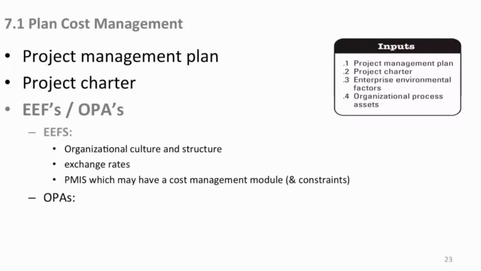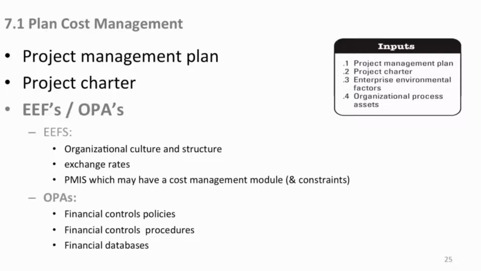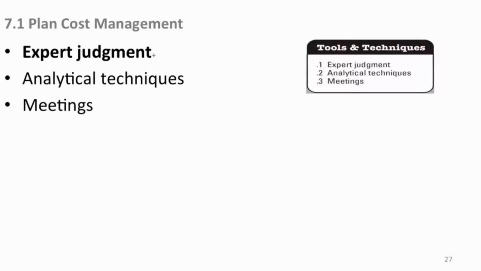And your project management information system may actually have a dedicated cost management module that you can use to help you do your costing. Your organizational assets you'd use, not any surprise, your financial controls policy, you may have that available to you, and maybe some procedures on how you would go about achieving funding and managing it. And financial databases in your organization may have to link somehow with your costing as you spend money. So that's your inputs. Tools and techniques look rather terse here, although they can get kind of complicated, as we can see coming up here.